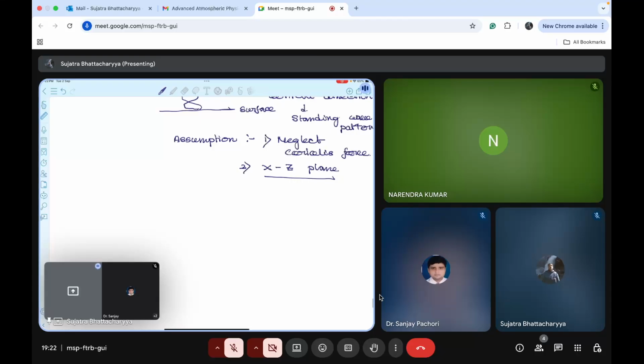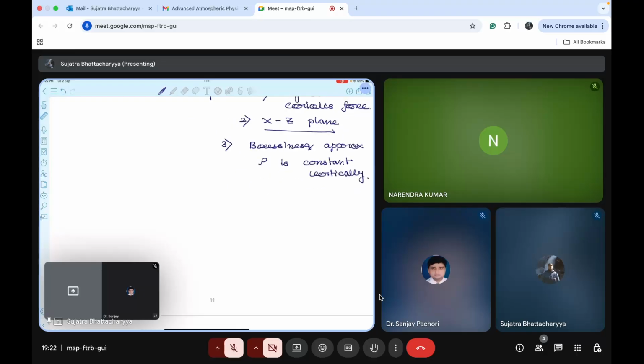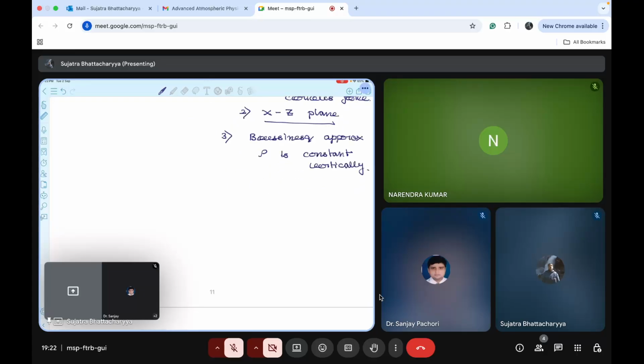This is second. Third is we will take one approximation called the Boussinesq approximation, which says that rho is constant vertically. Okay, so these are the three assumptions which we will be taking. So what we will do is, we have already seen the pressure coordinate conversion, but right now we will again come back to only x, y, z, t. We are not going to the pressure coordinate, just for simplicity.